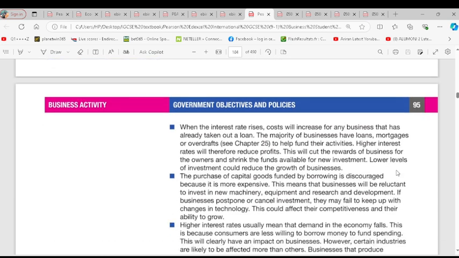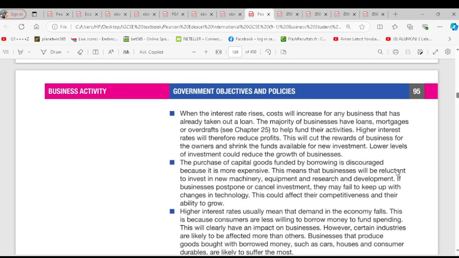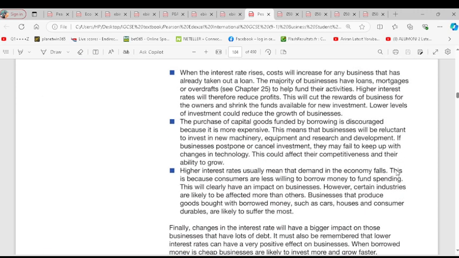Yes. So when the interest rate rises, costs will increase for any business that has already taken out a loan. Let me summarize it. An increase in interest rates makes borrowing more expensive. So businesses that have taken loans from banks will have to pay high interest, and that increases their cost of production, and that might bring about an increase in prices.